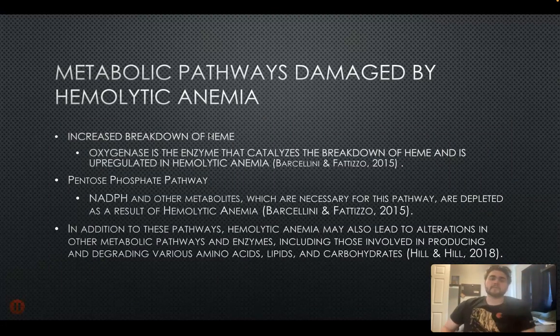Metabolic pathways that are damaged by hemolytic anemia include an increased breakdown of heme. So heme oxygenase is the enzyme that catalyzes the breakdown of heme, and it is upregulated during hemolytic anemia. There's also the pentose phosphate pathway, so NADPH and other metabolites, which are necessary for this pathway, are depleted as a result of hemolytic anemia, which would therefore downregulate the pentose phosphate pathway. In addition to these pathways, hemolytic anemia may also lead to alterations in other metabolic pathways and enzymes, including those involved in producing and degrading various amino acids, lipids, and carbohydrates.